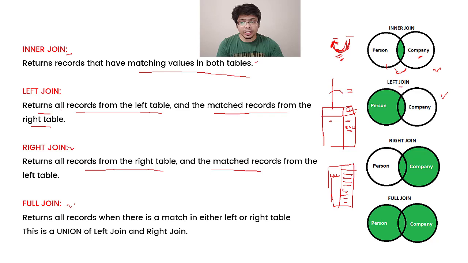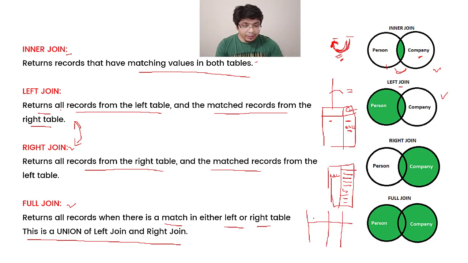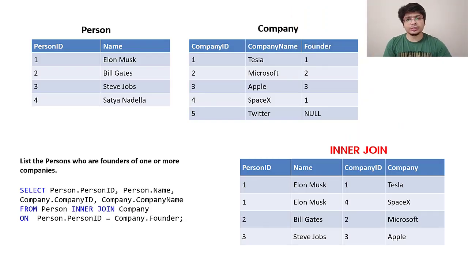Here, what is a full join in this case? Full join is a union of both of these, right? It is a union. So it returns all the records when there is a match in either left or right table. Okay, this is a union of left join and right join. What happens? It will list all the persons and all the companies, right? And in front of person, if he has not created any company, then it will be null here, and then it will also list company. And if the company does not have any founder, then it will list null here. Okay, so let's go ahead and discuss all these things with an example.